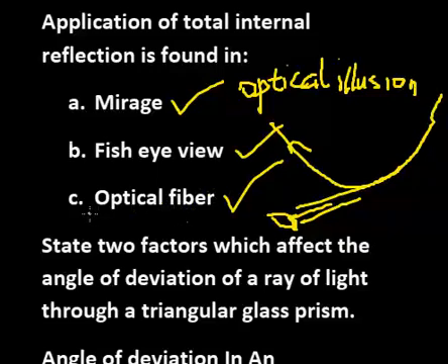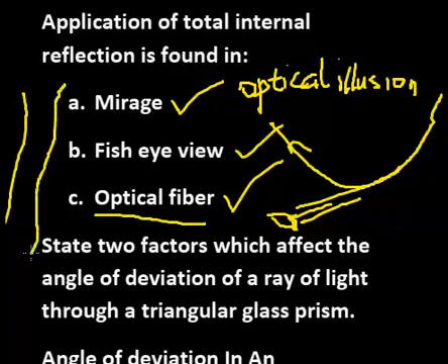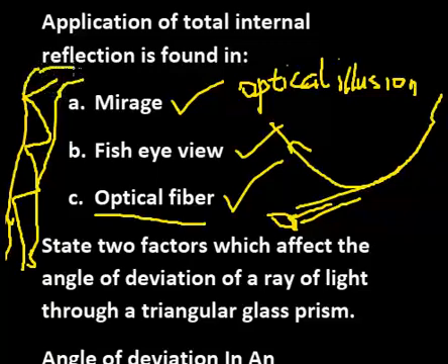Then we have optical fiber. Optical fiber is made up of a pipe of glass that can actually bend. One thing about the pipe of glass is that when light enters into it, it will be totally internally reflected. There are going to be multiple total internal reflections, which allow you to use it to see around a corner.